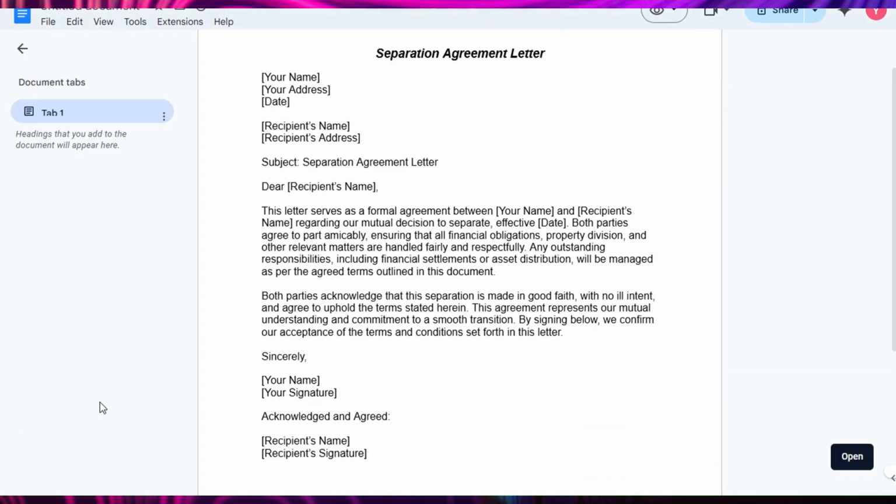Here's our sample separation agreement letter. You'll notice how it clearly outlines the mutual decision to separate, defines responsibilities, and includes important details such as financial obligations, asset distribution, and any agreed-upon terms.